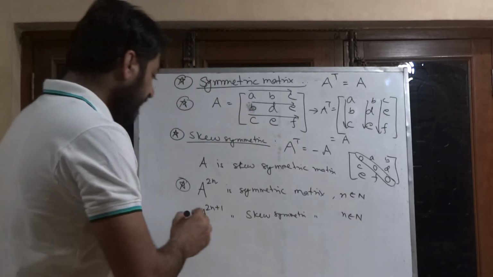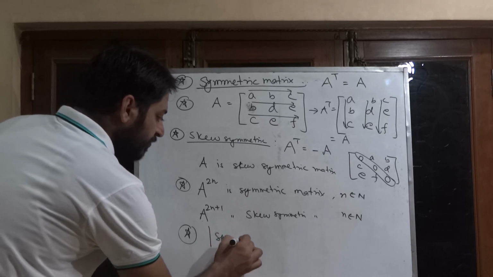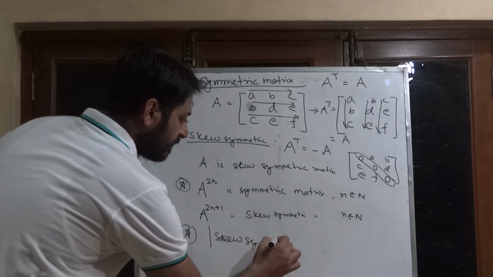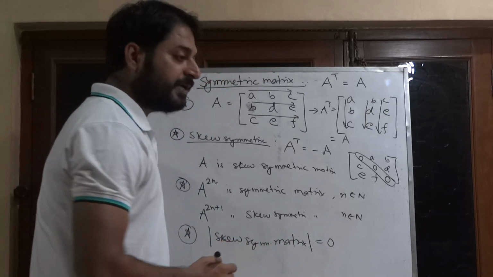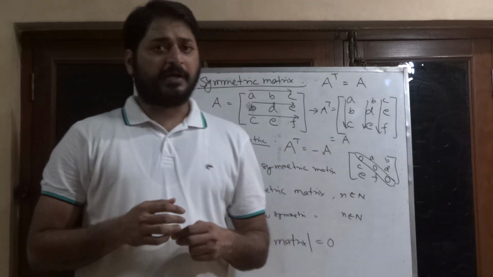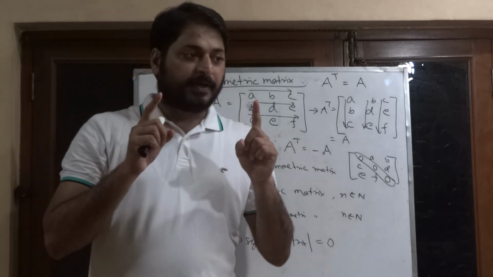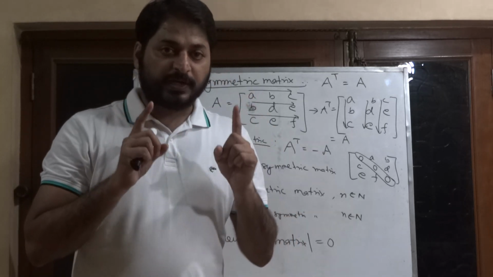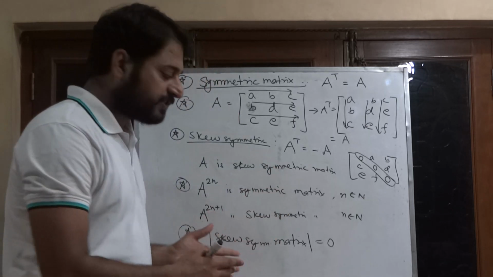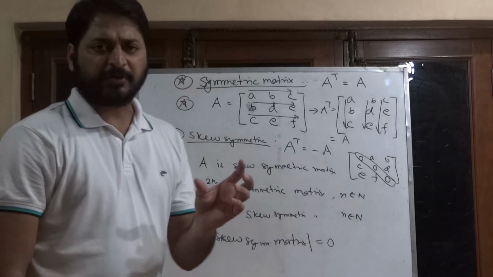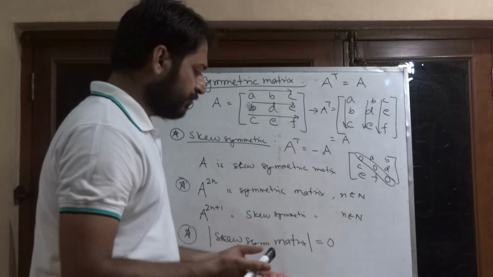So one more property: the determinant of a skew symmetric matrix is always 0. What is a determinant actually? Determinant is a particular value assigned to a square matrix. Remember one thing, a determinant is only possible for a square matrix. So what is the determinant of the matrix? It is a value which is assigned to a given matrix. It's a particular value. There is a way to solve the determinant which is very easy. You will get to know now.